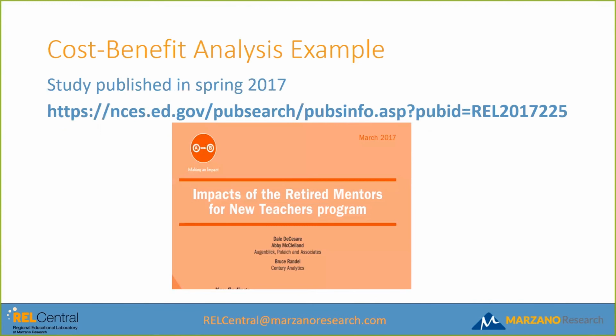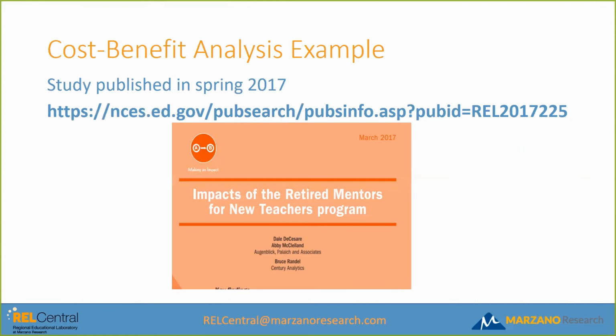What we've been talking about up until this point is the theoretical underpinnings of cost analysis in education studies. What we want to move on to now is a real world example of an actual study that was just completed in a district in Colorado. If anybody has any questions up until this point, please put them in the Q&A and we'll try to answer those.